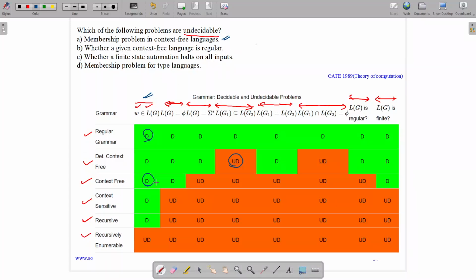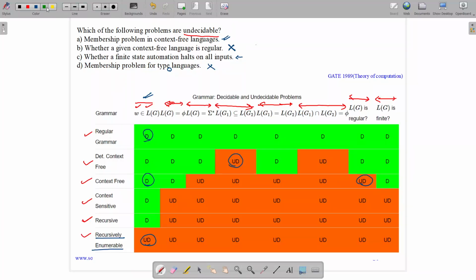So for a context-free language, whether it's regular or not is an undecidable problem. Option C, whether a finite state automaton halts on all input. I will explain this. Option D, membership problem for type 0 languages. What is a type 0 language? An RE language is a type 0 language. So the membership problem for type 0 language is undecidable. Now let us see the reasoning behind each of the options.